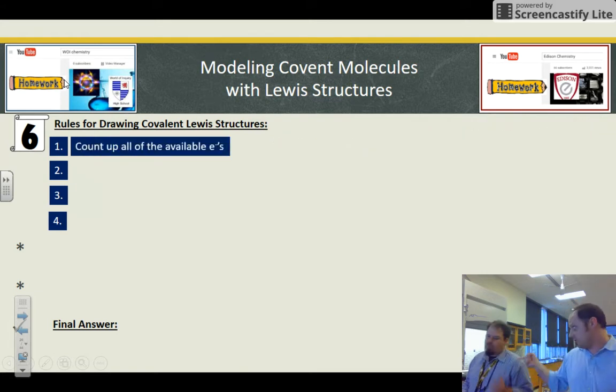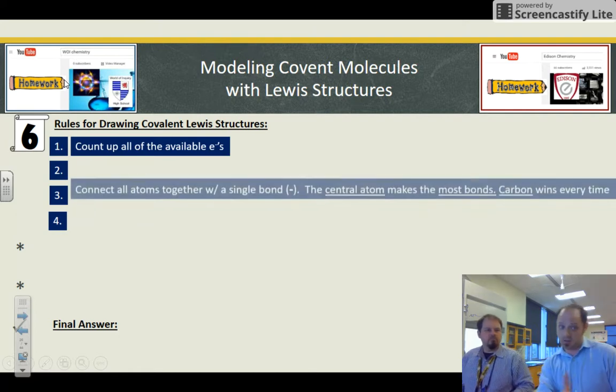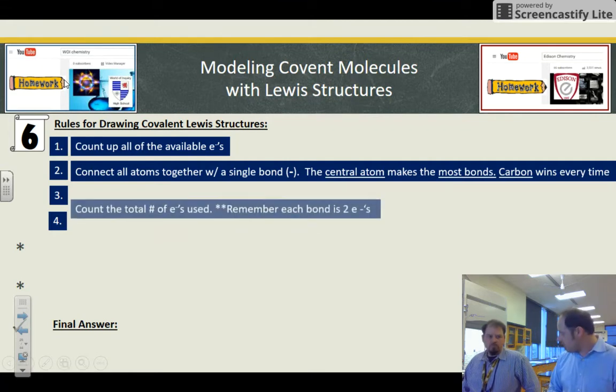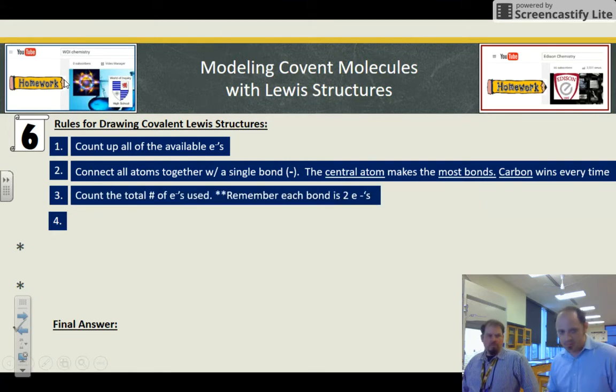Okay, first, count up all the valence electrons. Second, connect all the atoms together with a single bond. So connect them all first, and that's that dash. The central atom is the one that makes the most bonds or is missing the most valence electrons. Carbon always wins. Carbon will always be a central atom. So will nitrogen, etc.